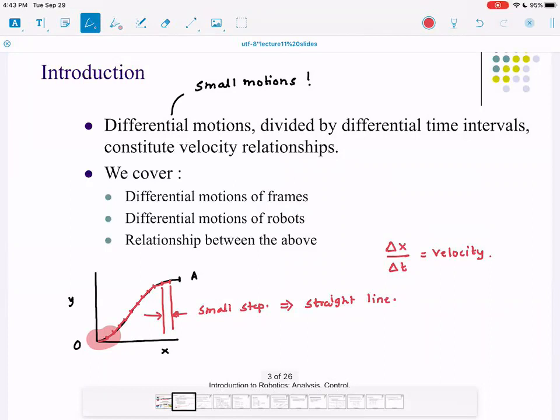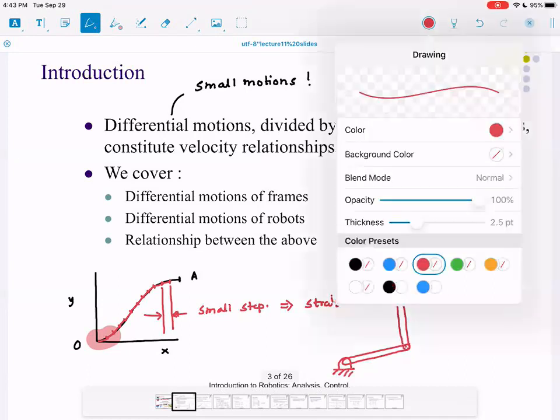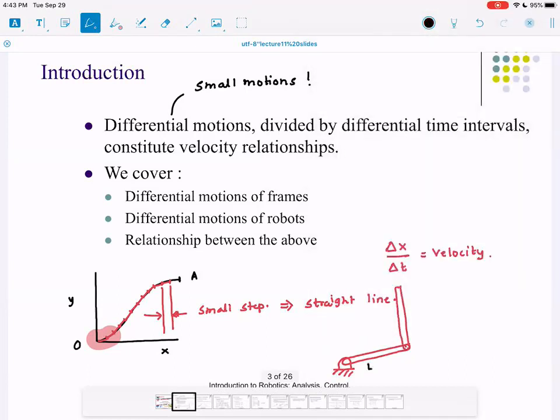Now I want to give you an example. Consider that you have an articulated robot arm. So this is the first link, and here is the second link. So this robot arm has two links: link 1 and link 2. Individually, these links can rotate by angle theta. So this is theta 1, and this link is theta 2.